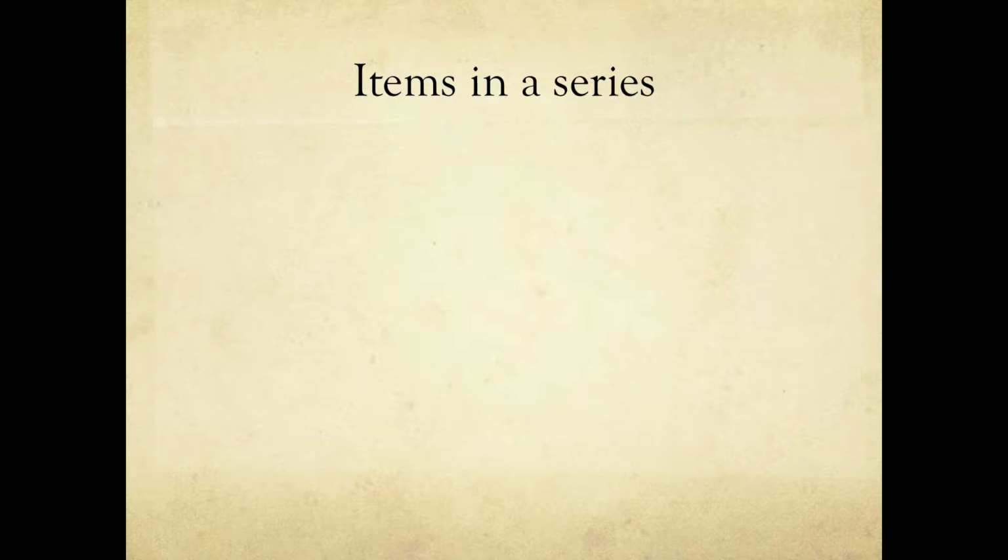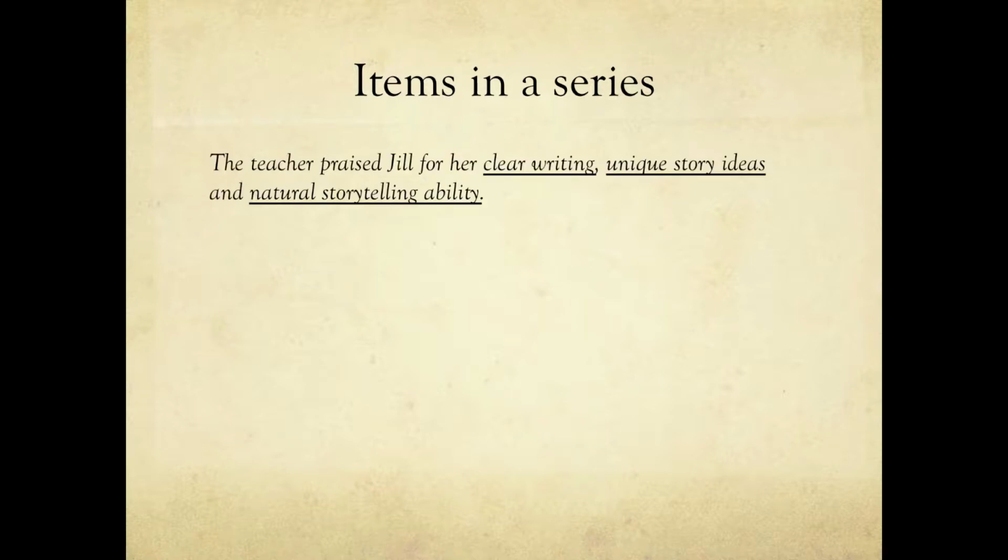Okay, so items in a series. Here we have a sentence that has some modifiers in a series, some modifiers modifying some nouns that are attributes of Jill, basically. Here we have the teacher praising Jill for her clear writing, unique story ideas, and natural storytelling ability. So we see that we have three items in a series, and they're all written in a similar sort of way, and they all work with "for her."